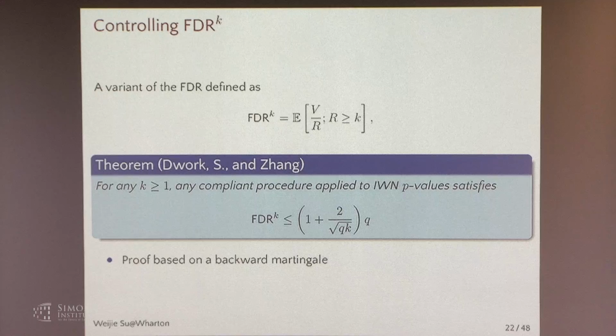You can also consider a variant. Actually, I don't know if people really use it. You make at least k rejections. This is nice, because you know k, you know r, so you know when to penalize. For the previous FDR k, you don't know when to penalize because V is in principle unknown. So here, if k is at least 1, then still with IWN p-values, any compliant procedure will control FDR k at this level. The proof is similar here, but we use a martingale.